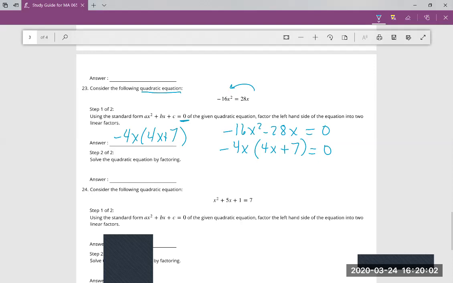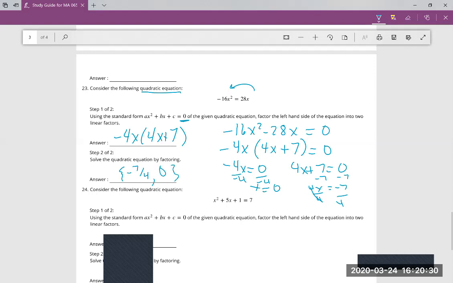Then solve the quadratic equation, okay? So now we need to set negative 4x equal to 0 and 4x plus 7 equal to 0 and solve. Dividing by negative 4, x is equal to 0, and over here we have minus 7. 4x is equal to negative 7, dividing by 4. We have x is equal to negative 7/4. Okay, so we have x is equal to negative 7/4 and 0.